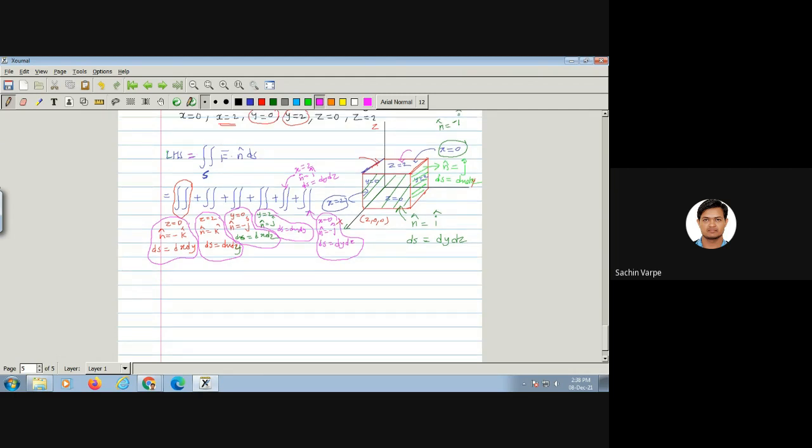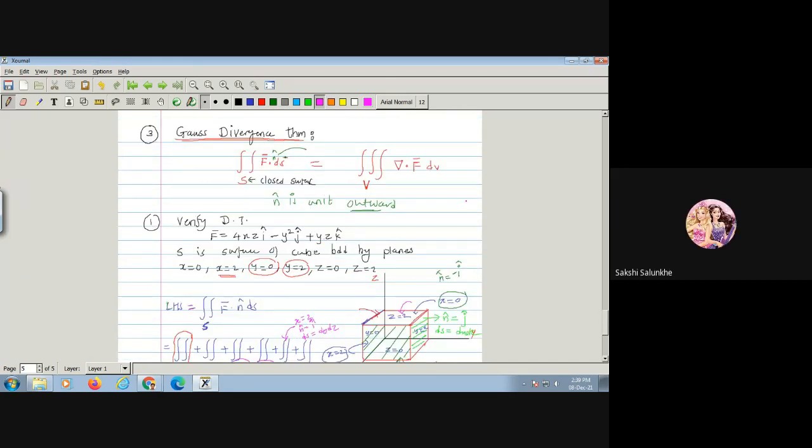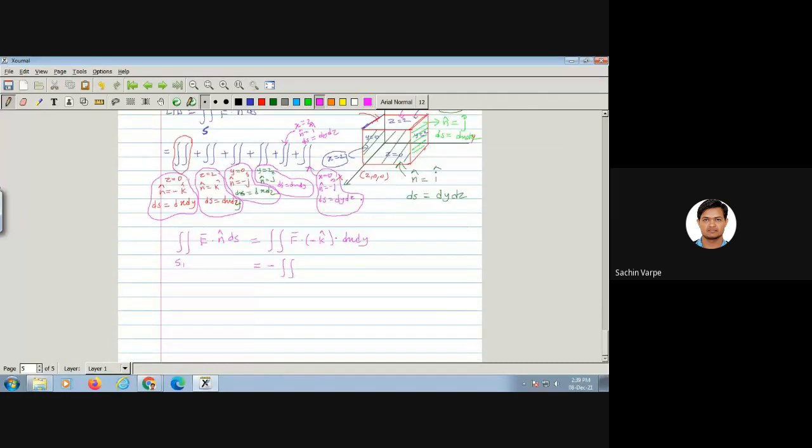For example, the first surface integral, that is integration over S1, is the integration of f bar dot n cap ds. ds for S1 is dx dy. And n cap is minus k cap. So minus k cap dot dx dy. That means I will take only the k component of f bar. So it is minus double integration of the k component of f bar. What is the k component of f bar? That is yz only. So yz dx dy.